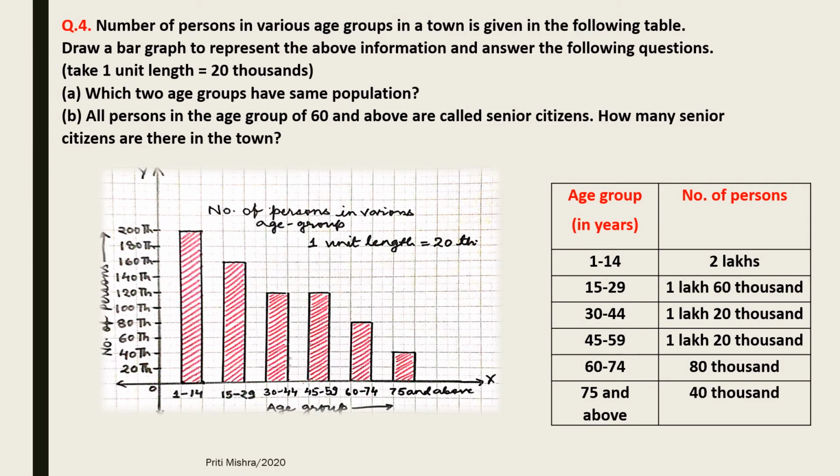Next, the number of persons in various age groups in a town is given in the following table. Draw a bar graph to represent the above information and answer the following questions. Your 1 unit length is given here as 20,000. Look at the table. You have 6 age groups: 1 to 14, 15 to 29, 30 to 44, 45 to 59, 60 to 74 and the last age group, 75 and above.